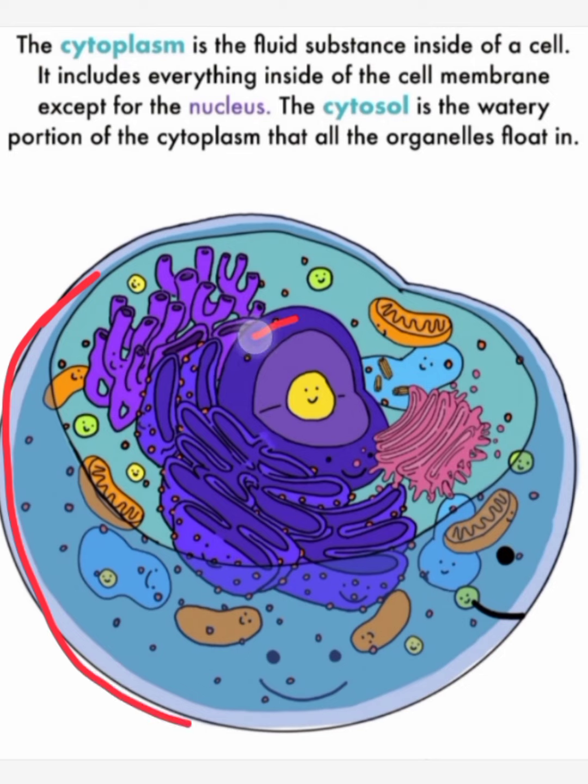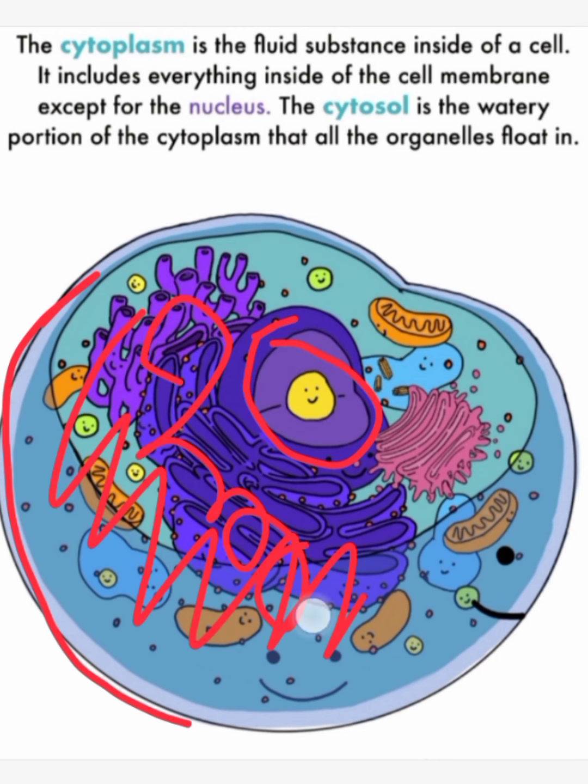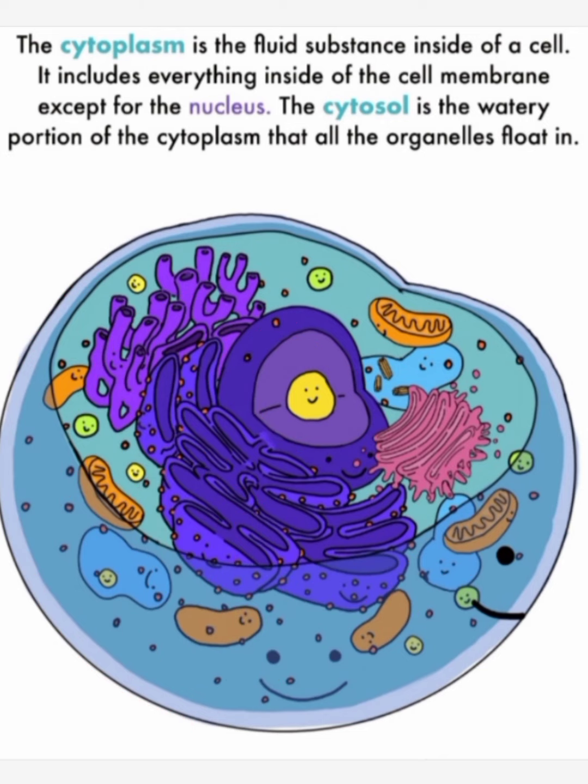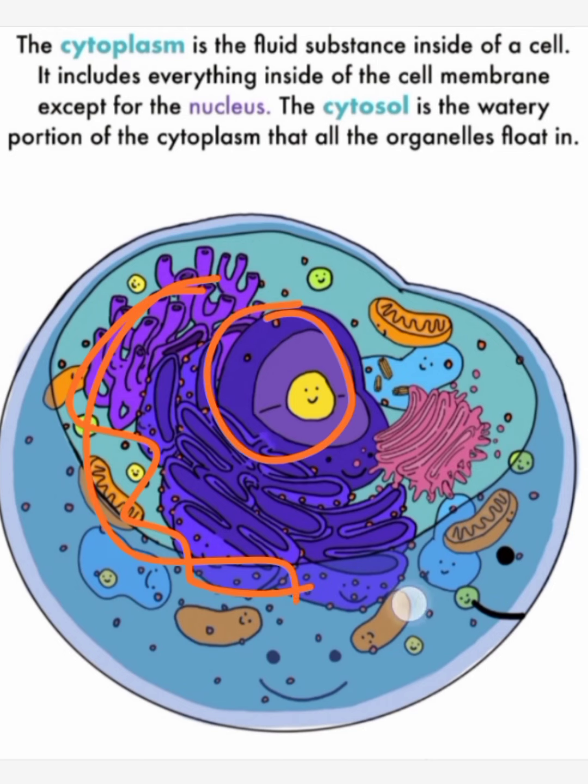In this picture you can see that this is the cell membrane, and here we have the nucleus in between. The entire content is filled with, and all the organelles of the cell are lying inside, a fluid matrix. What is that? That is the cytoplasm. So cytoplasm is a fluid matrix which is translucent, homogeneous and semi-liquid. The cytoplasm is the fluid substance inside of a cell. It includes everything inside the cell membrane except for the nucleus. Nucleus is something else.